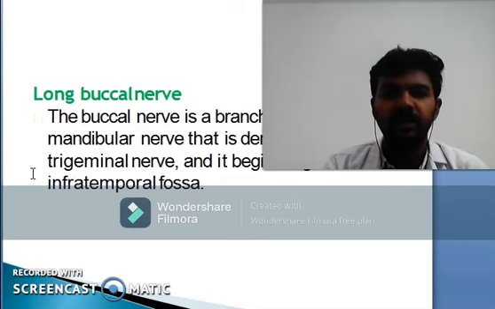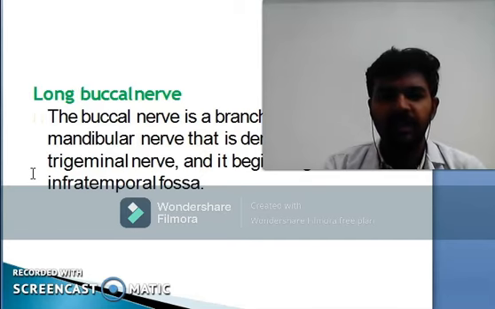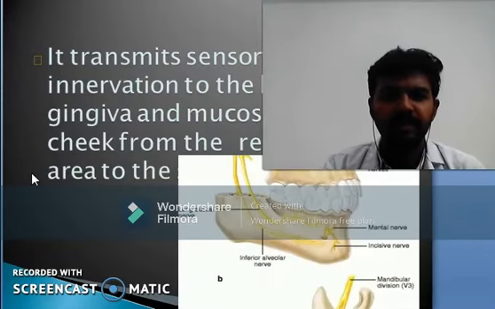Long buccal nerve. The long buccal nerve is a branch of the mandibular nerve that is derived from the trigeminal nerve. It begins high in the infratemporal fossa. It transmits sensory information to the buccal gingiva and mucosa of the cheek.